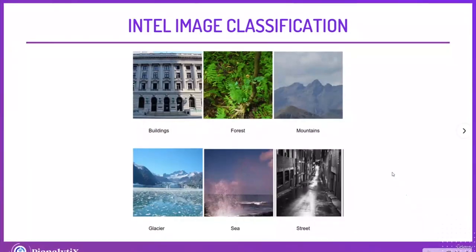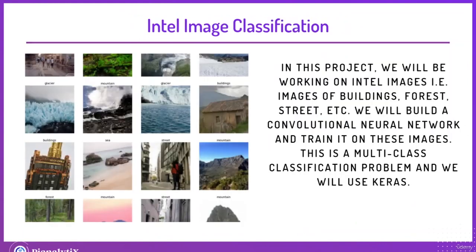Hello and welcome to this project on Intel image classification. In this project, we will be working on Intel images, that is images of different streets, buildings, forest, etc., as you can see here. We will build a convolutional neural network, that is a CNN, and we will train it on these images. It is a multi-class classification problem, and to solve this problem, we will use Keras.